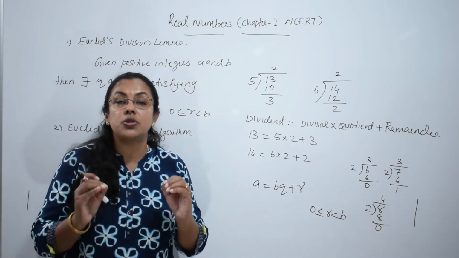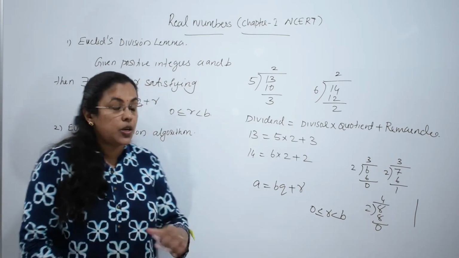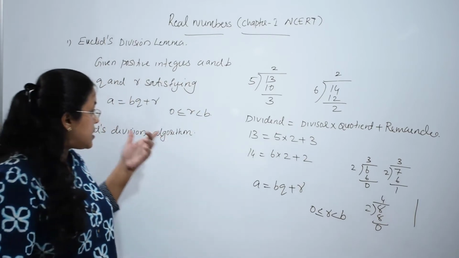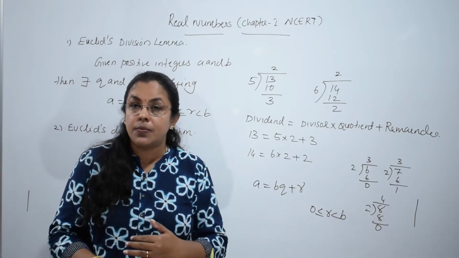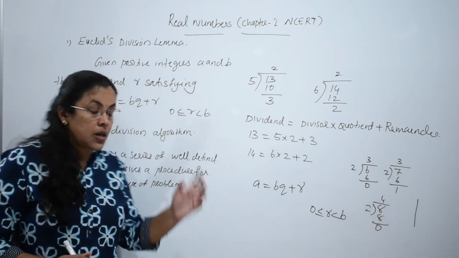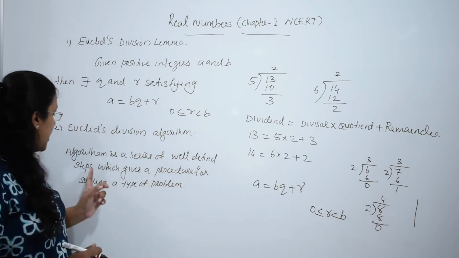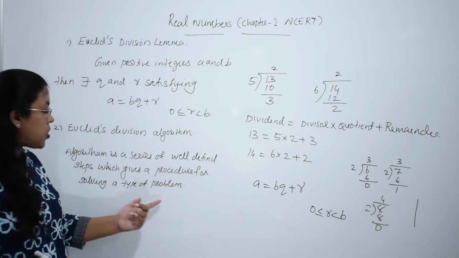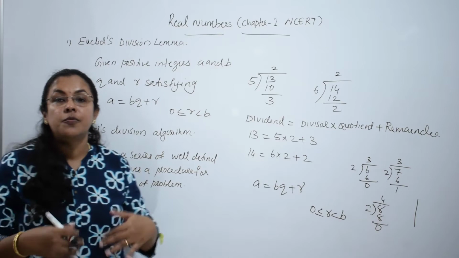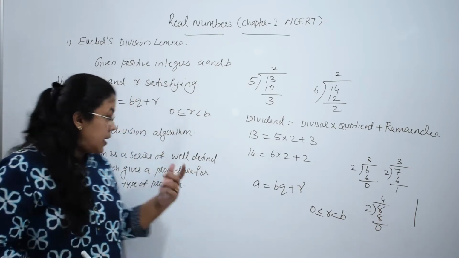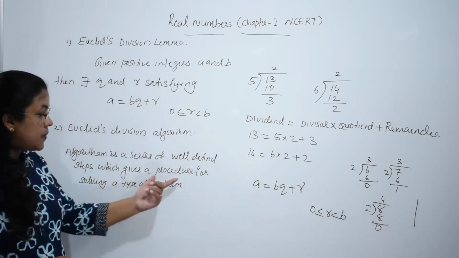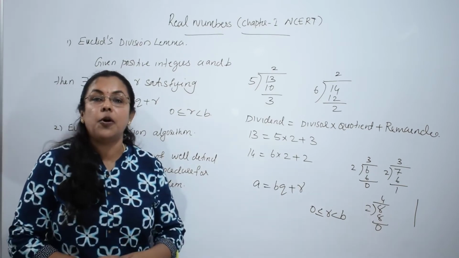Now next, what is Euclid's division algorithm? We usually use this statement for proving something else, in step-by-step form. Then it is called an algorithm. Then what is an algorithm? An algorithm is a series of well-defined steps which gives a procedure for solving a type of problems. We use this statement in the form of steps for solving something else.